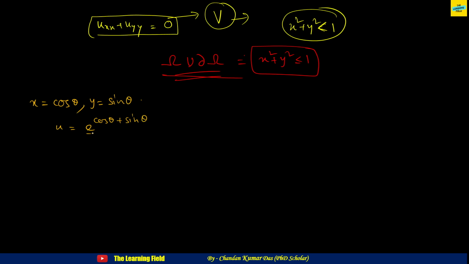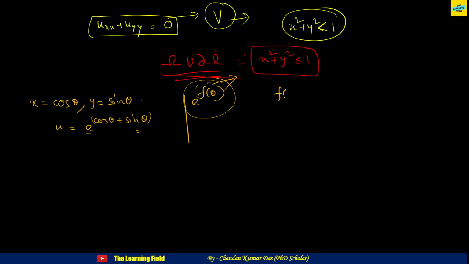Now, since this is an exponential function with the power cos theta plus i sin theta, we know that if it is e to the power f(theta), then the behavior depends on this f. That means if f is increasing, then the whole function is increasing. If f is decreasing, then the whole function is decreasing. Fine. So now we find the maximum value of this function.